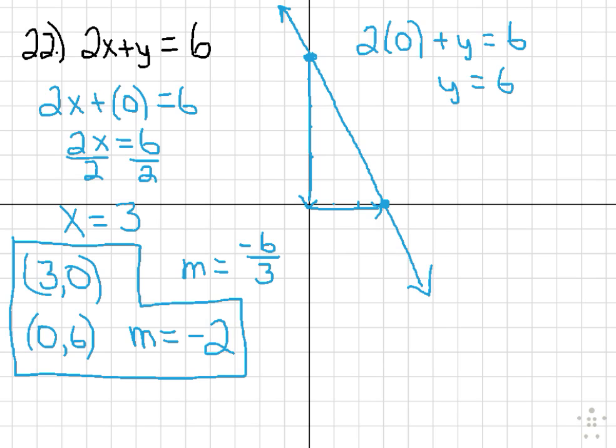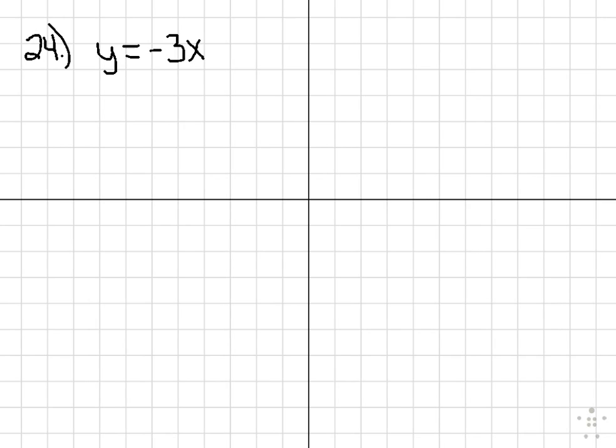Moving on to question number 24. Question 24, I'm also supposed to find the x and y-intercepts, and then the slope of the equation and graph. So I'm going to find the x-intercept first. So when I do that, I'll let the y be 0. I get this. Solving for x, 0 divided by anything is 0. So 0 is equal to x.